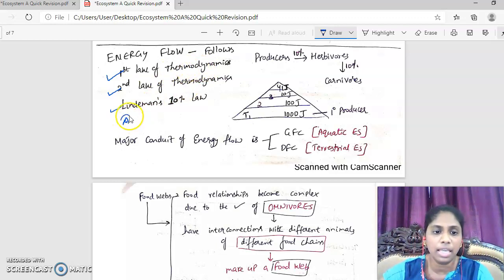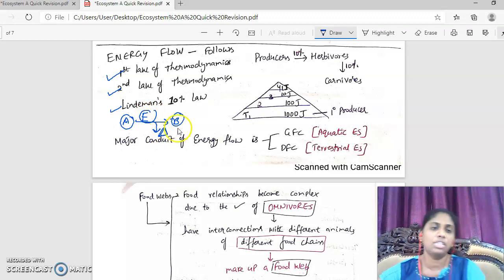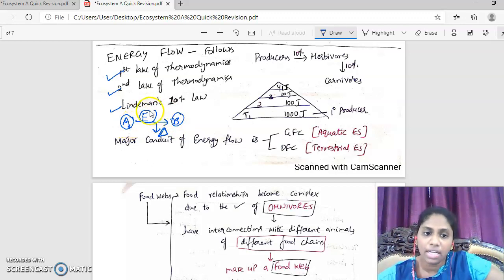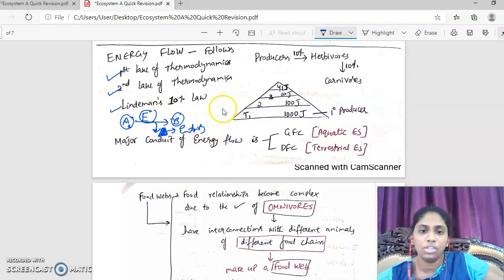Let us say this is A, and A is getting converted into B, and there is energy that is flowing. Whenever a process involves energy flow, definitely it also involves loss of heat energy. This is the second law of thermodynamics. I repeat, any process which involves energy flow definitely loses some heat energy. This is the second law of thermodynamics. So this lost energy is called entropy, right? Lost heat energy is called entropy.